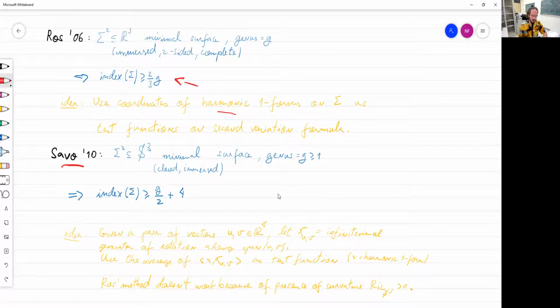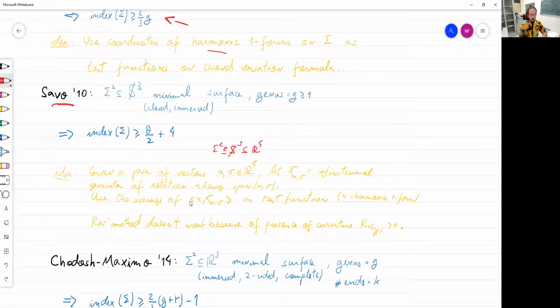So Savo came up with a different idea. So for a pair of constant vectors in R4, so S3, right? I mean, sigma 2 is in S3 and S3 is in R4. Then he defines this. I'm going to define this later. This X_UV corresponds to the infinitesimal generator of rotation along the plane defined by UV. Okay.